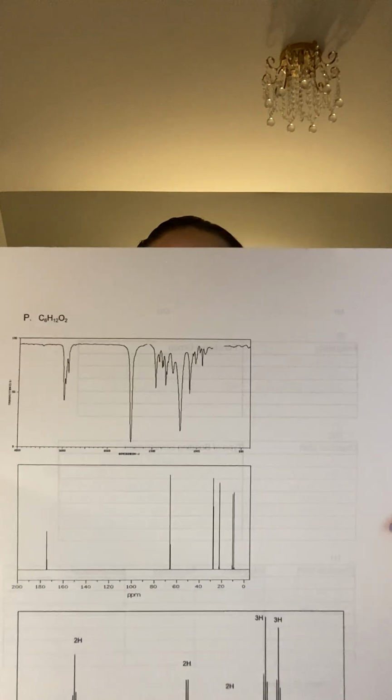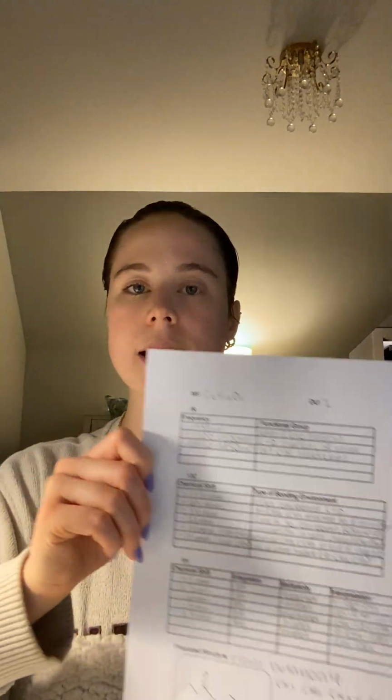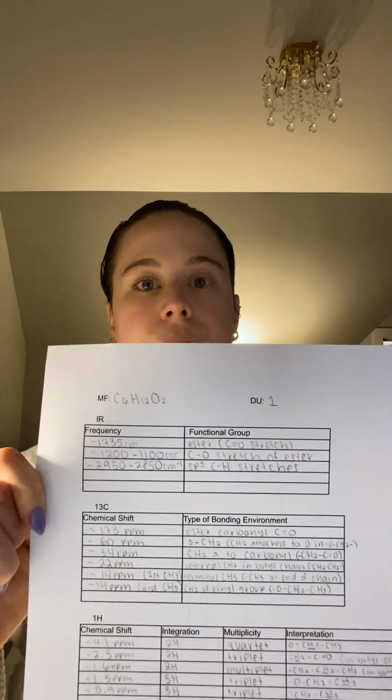Today, I will be giving my explanation of my assigned spectra problem, which is P group 5, as shown on my printed piece of paper. So my molecular formula is C6H12O2. So my first task was to find the degree of unsaturation, or the DU.